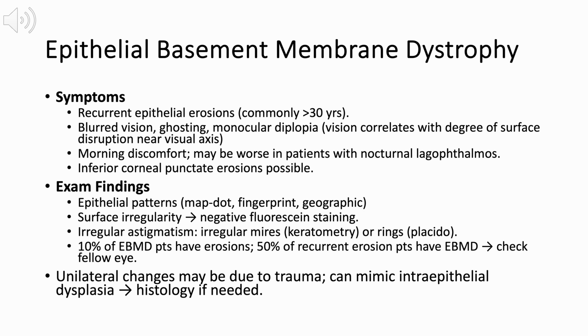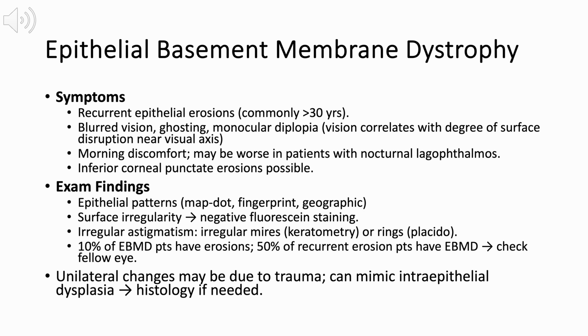On exam, you may observe the characteristic epithelial patterns: MAP, dot, and fingerprint changes. The corneal surface often shows irregularity, demonstrated by negative fluorescein staining. This surface irregularity can lead to irregular astigmatism, noted as distorted mires on keratometry or irregular rings on placido imaging. It is estimated that about 10% of patients with EBMD will develop erosions, and conversely, 50% of patients with recurrent erosions will have EBMD. Therefore, it is always important to examine the fellow eye for signs of this condition.